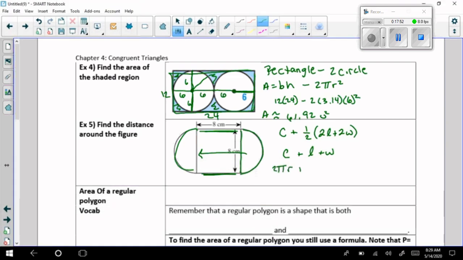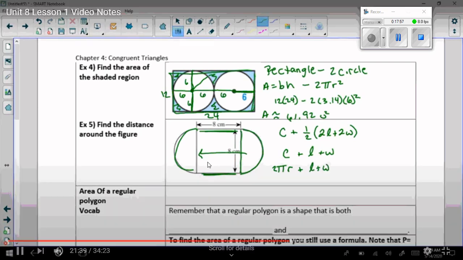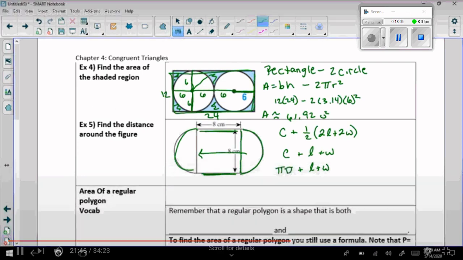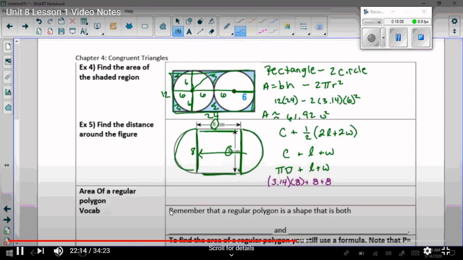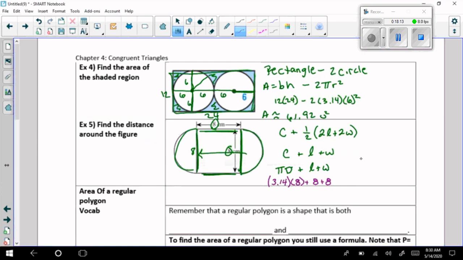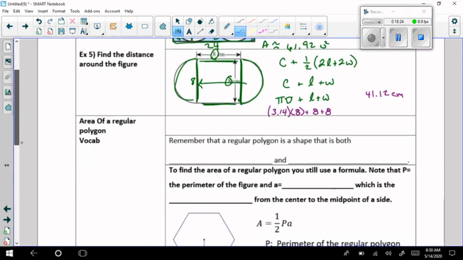So you have 2 pi r, which actually you're given the diameter here, so let's use pi times diameter. Funny how I make the same mistakes both times. And then you can just plug everything in. Diameter is 8, length is 8, width is 8, everything's 8. So 3.14 times 8 plus 8 plus 8. Type that in your calculator. Again, getting an approximation because we're using 3.14 for pi. And that is labeled centimeters, and it's linear, so just centimeters.